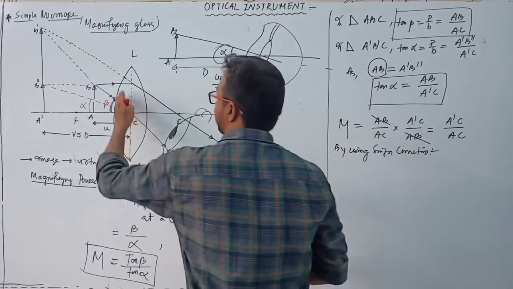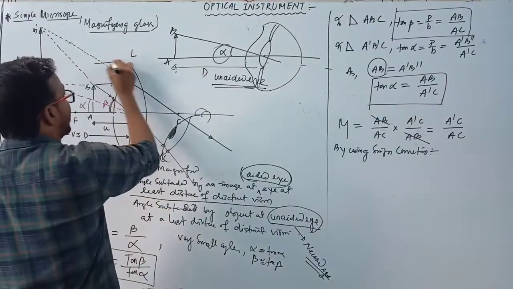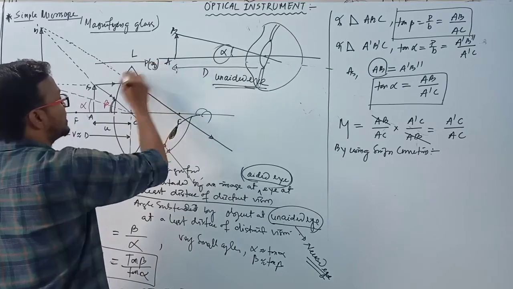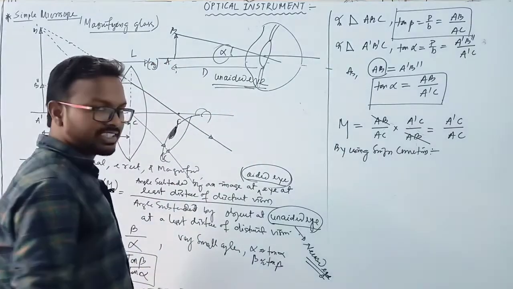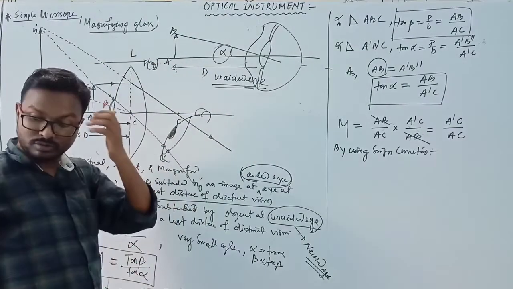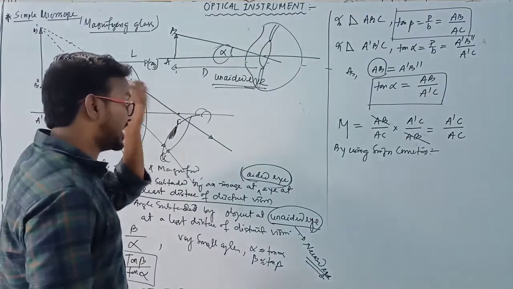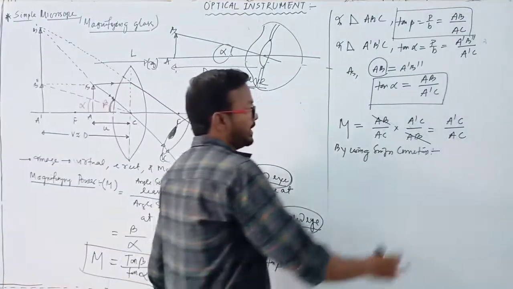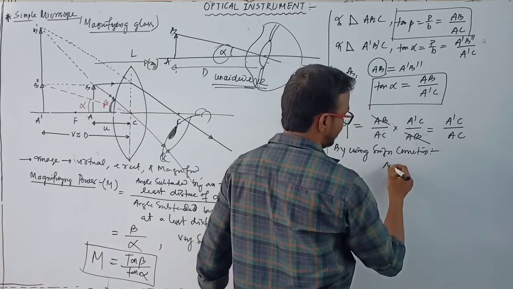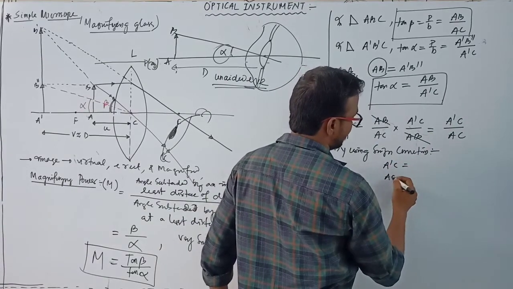So here the ray is traveling in this direction, from right to left, which is the direction of the incident ray. All distances measured along this direction are taken to be positive, and in the opposite direction they are taken to be negative. But we have to find the values of A'C and AC here.